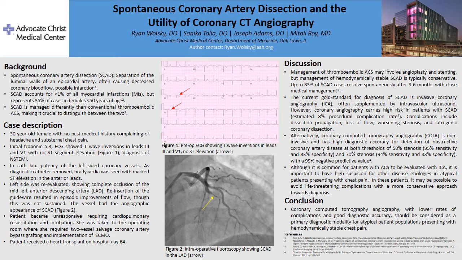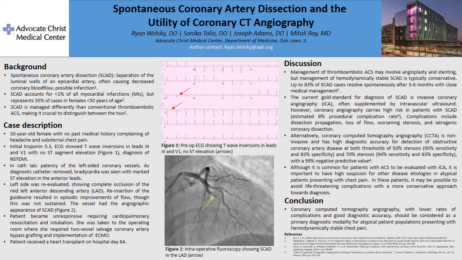As the case progressed, the patient ended up coding and required CPR. They rushed the patient to the operating room where she required 2-vessel salvage coronary artery bypass grafting. And she was later placed on ECMO, and she ended up needing a heart transplant on hospital day 64. Her hospital course was very complicated. She had several post-catheterization complications. She had several intra-abdominal infections. She had a stroke. She ended up needing a splenectomy, and we're arguing that this whole course could have been avoided had she been screened differently.